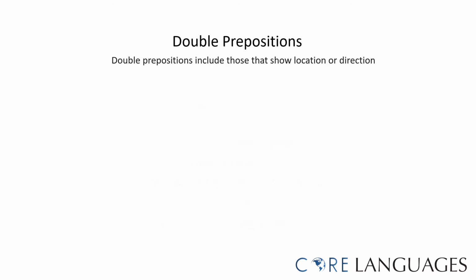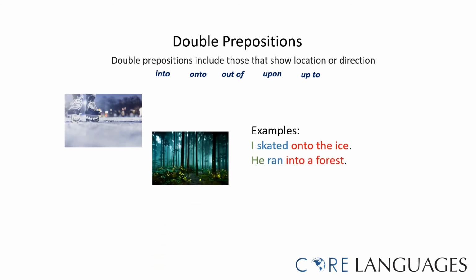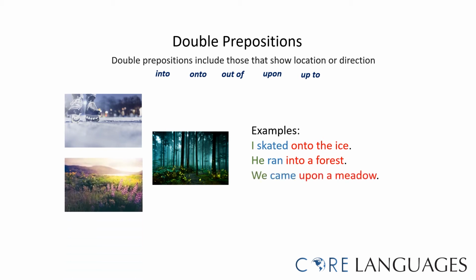Double prepositions are frequently used to express direction. For example, into, onto, out of, upon, and up to. Here are some example sentences. I skated onto the ice. He ran into a forest. We came upon a meadow.